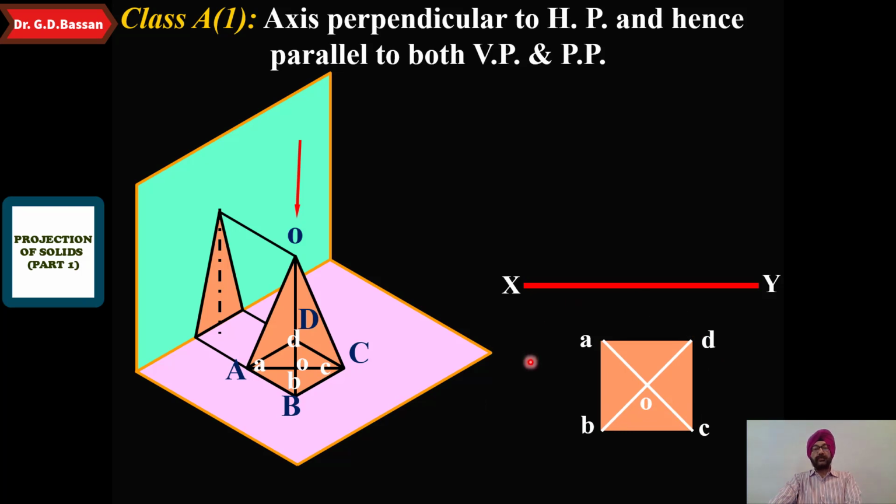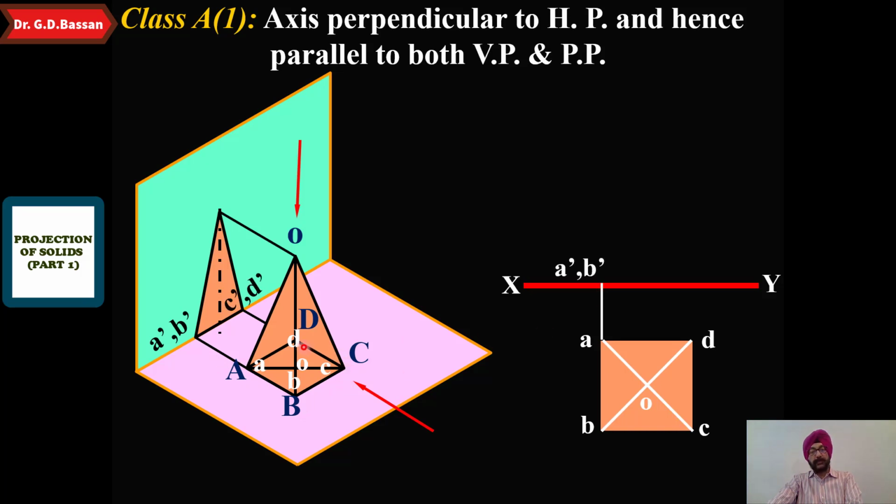Okay, so always when the axis is perpendicular to HP, we have to draw the view in which we are getting the shape. So we are drawing the top view first, and from the top view we take the projections onto the front view. In the front view, A and B are on the same line, so we are getting A dash B dash as a single point, which we see on the XY line.